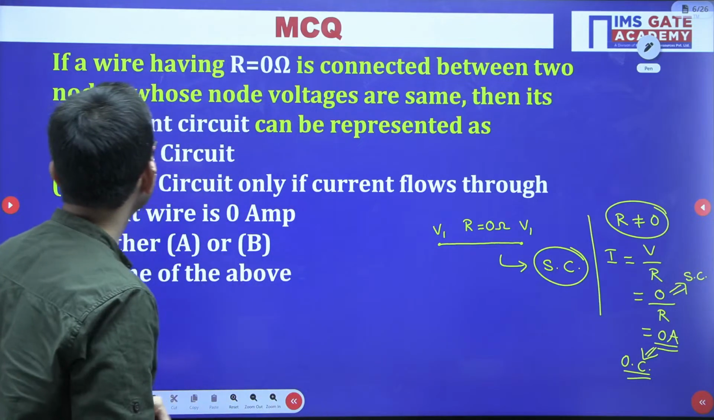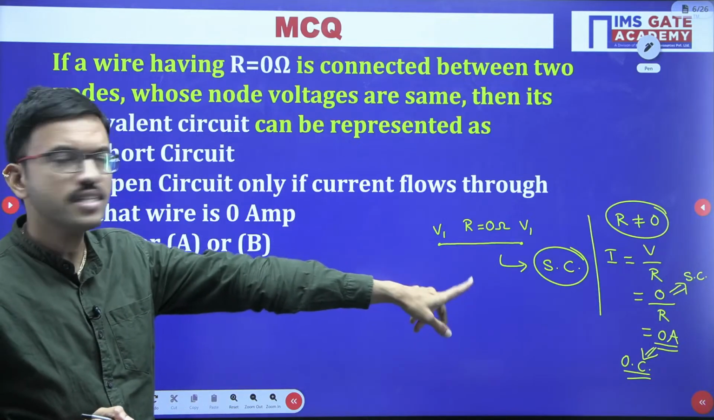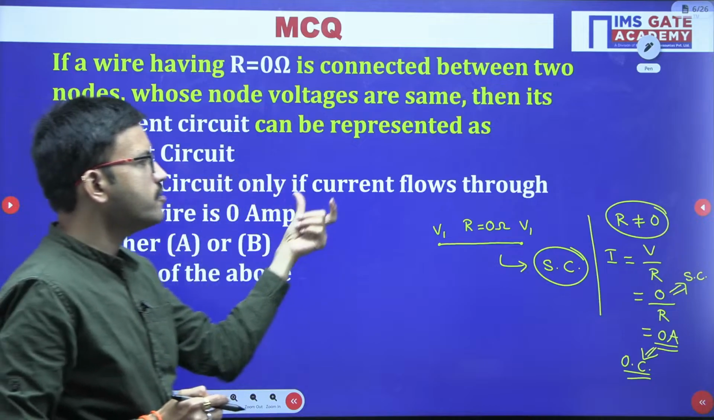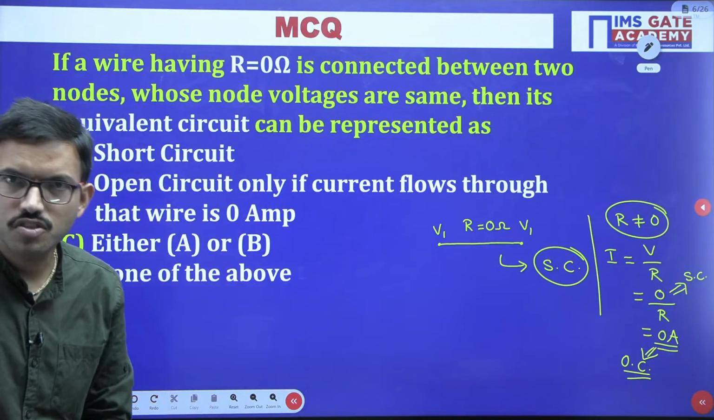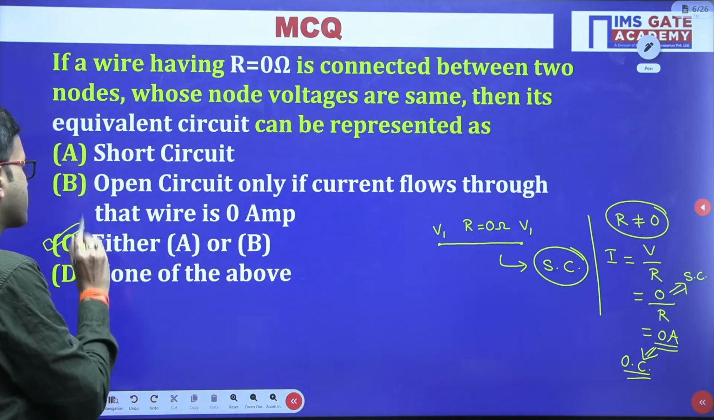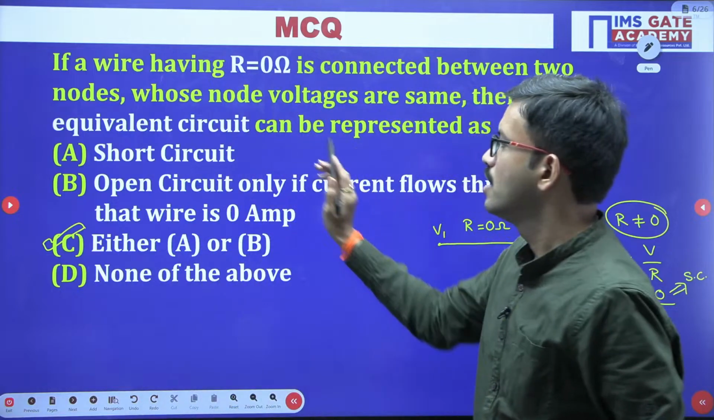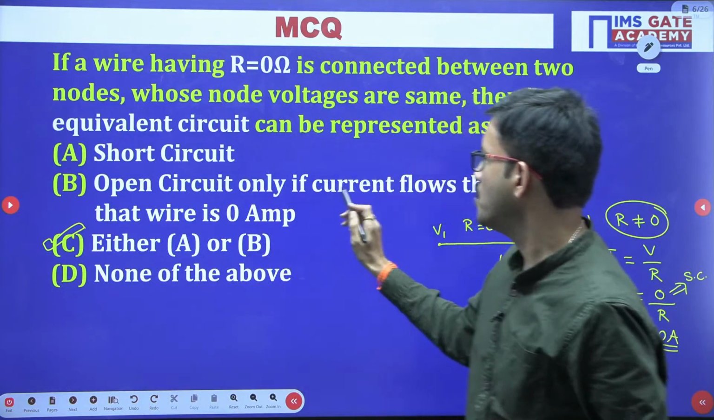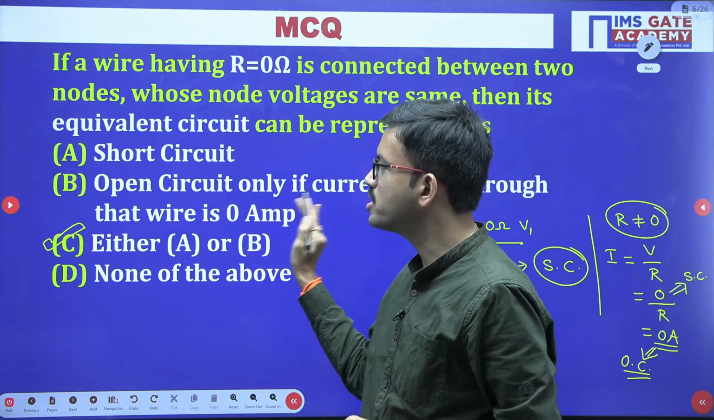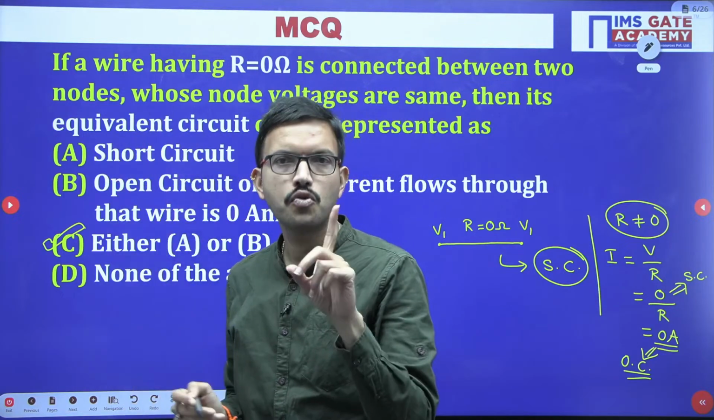Now you can observe in option A it is mentioned short circuit. Yes, by default it is correct, but just read option B carefully. Open circuit only if current flows through that wire is 0 ampere. So that means either A or B. So option C is correct. Because I have clearly mentioned, we represent open circuit only if current flowing through that wire is 0 ampere. If current flowing through that wire is not equal to 0 ampere, in that case we will represent the equivalent circuit only as short circuit.